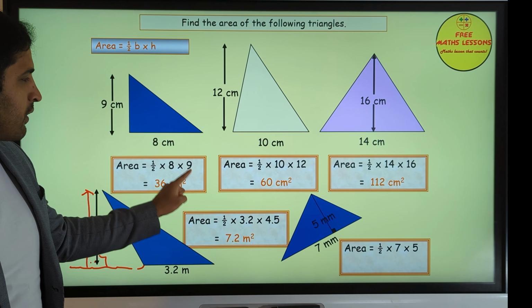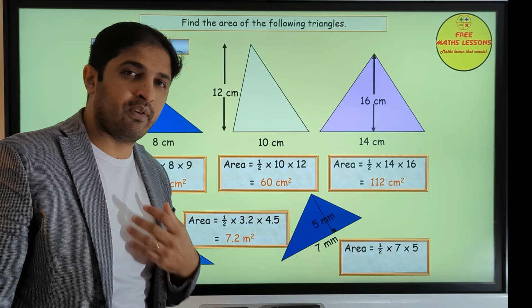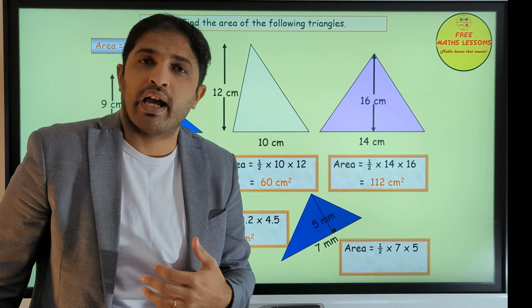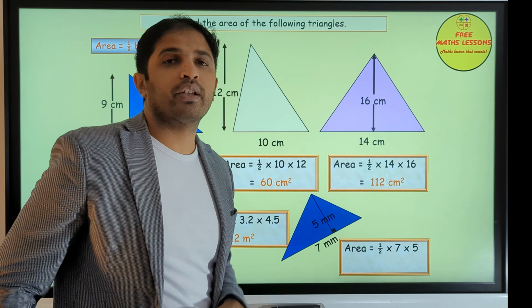Okay, and don't forget the units. If the units are different, so centimeter and meter, make sure you convert them before you actually answer the question. Okay, that's another key thing you always have to keep in mind.